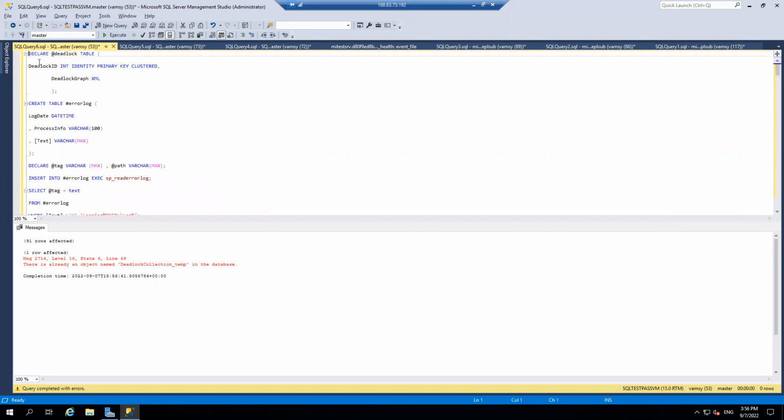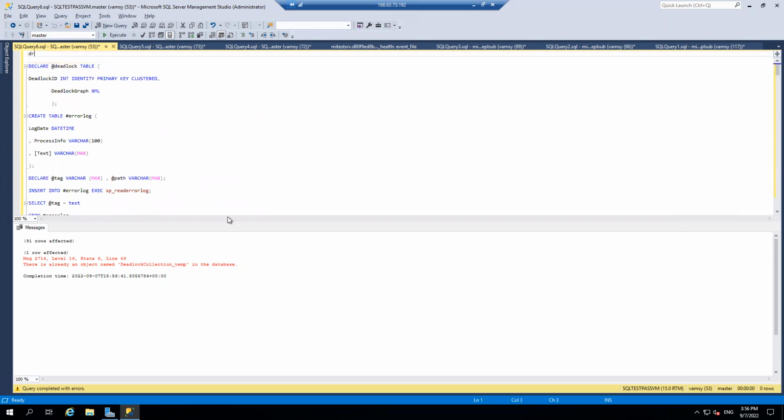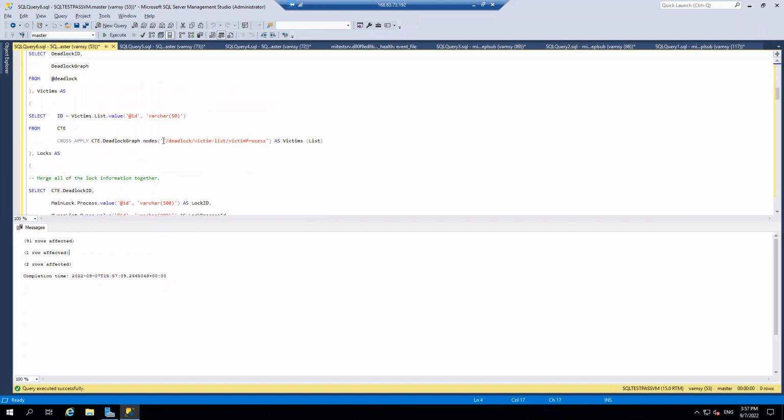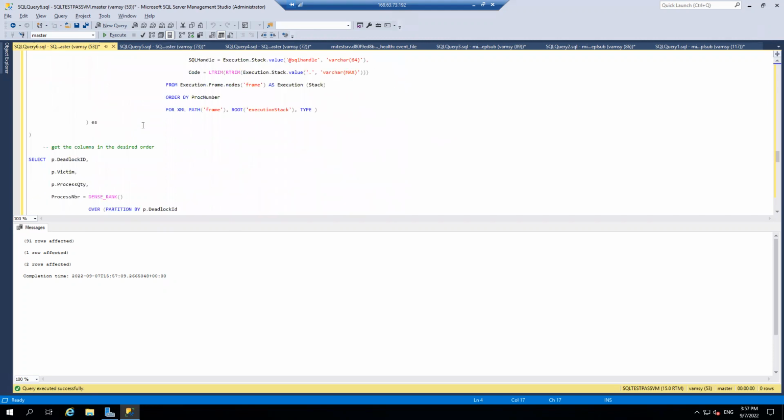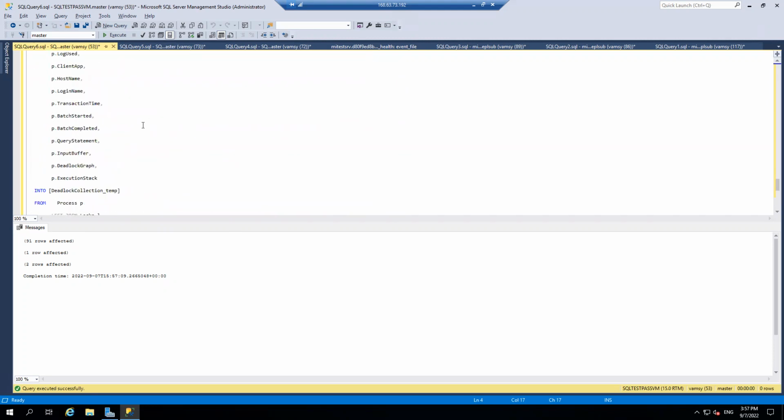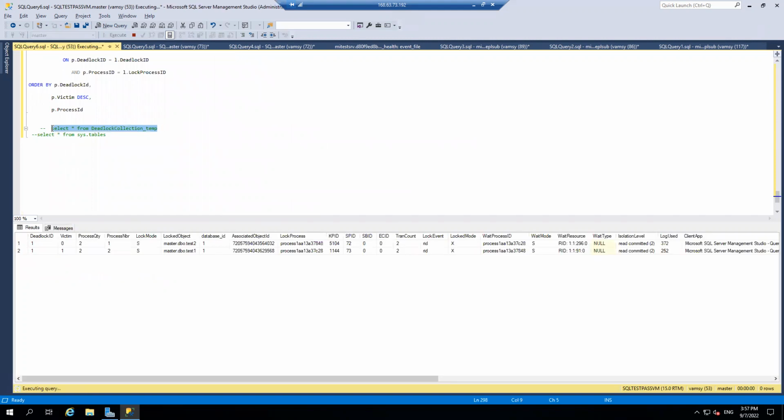Am I referring to that somewhere? I need to check, because as I said, this script I shared with them. Drop table deadlock collection, the table is already created. Yeah, that's why I'm just dropping this deadlock collection underscore temp table. Okay, and now let's run it again. 91 rows affected, 1 rows affected, 2 rows affected. I will just see if this is not working, I will not load. Yeah.